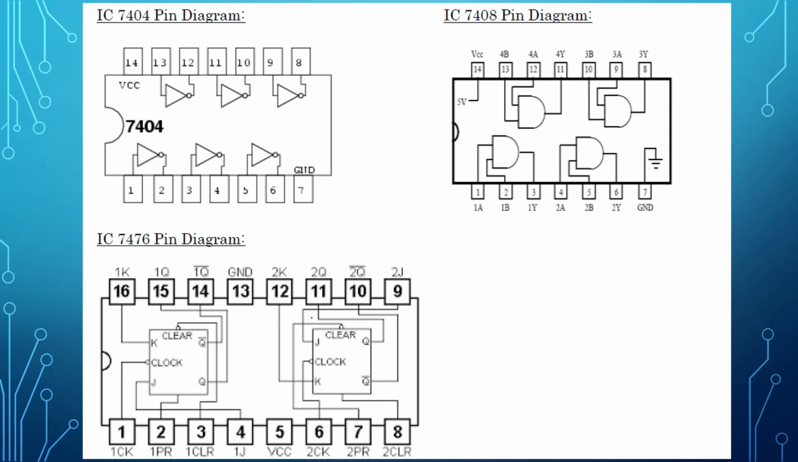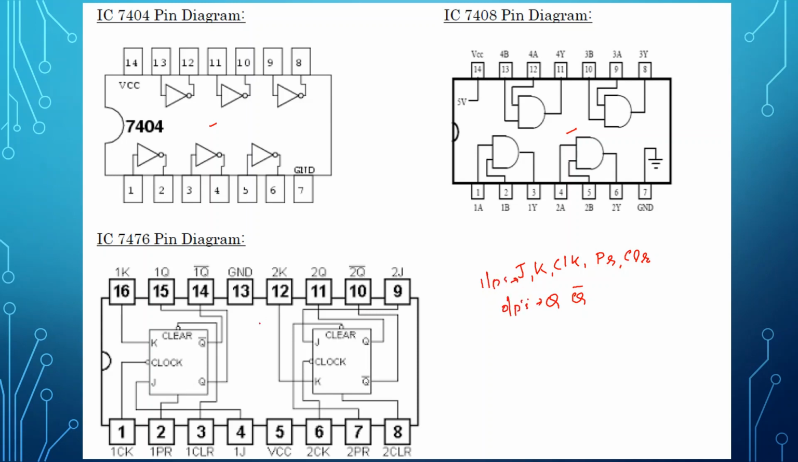So these are the pin diagrams of your ICs. I need not explain this one, or even this one. This is the new thing I need to explain, 7476. 7476 is a JK flip-flop IC, basically a 16-pin IC. As I said, when I speak about a JK flip-flop, it should have inputs J, K, clock, preset, and clear. In addition to that, it should have Q and Q bar. So these are your inputs and these are your outputs.